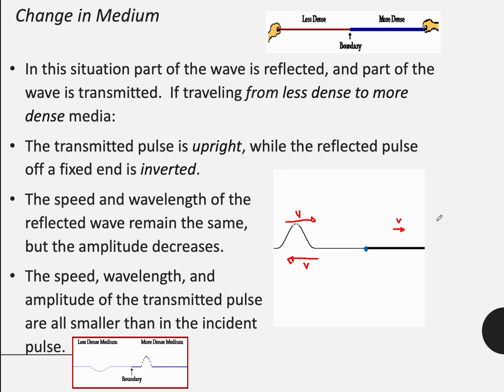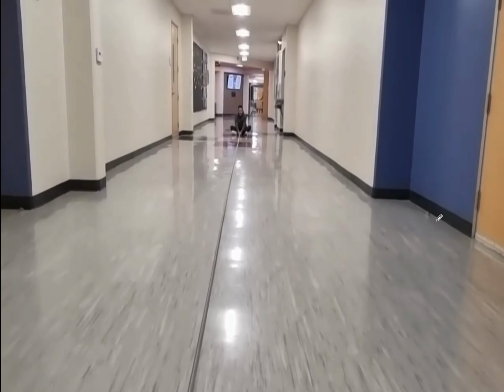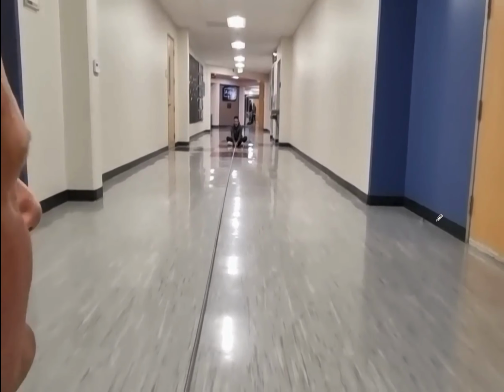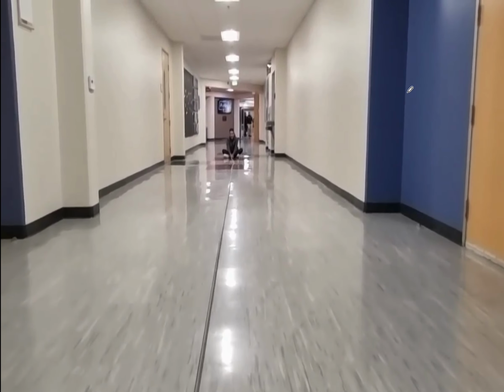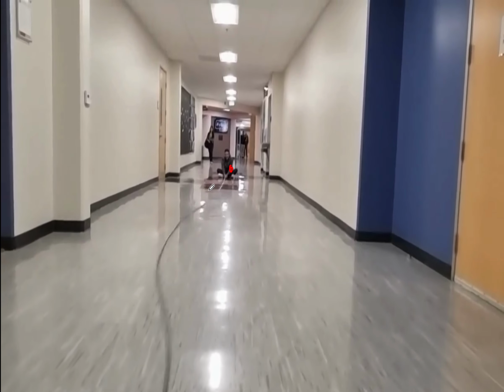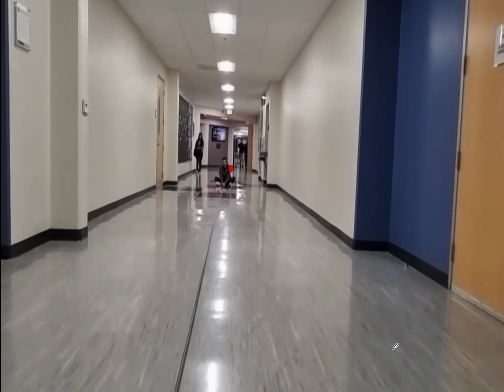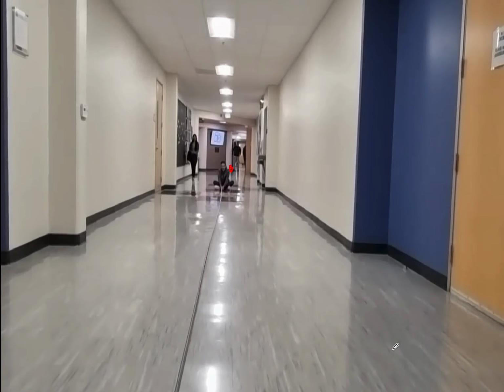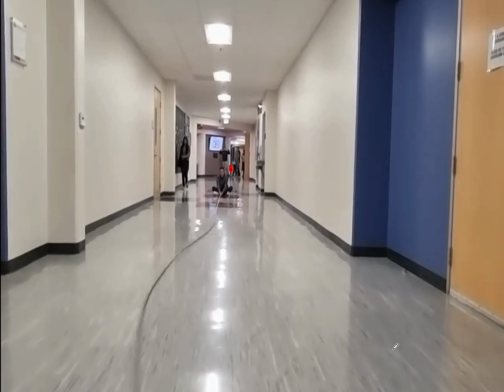We'll talk about that. Here's a quick example in the hallway. In this case, you'll see a pulse traveling down there, and the person over here is actually a little bit more dense, and you'll see that the wave, when it comes back on the opposite side after it hits that boundary.